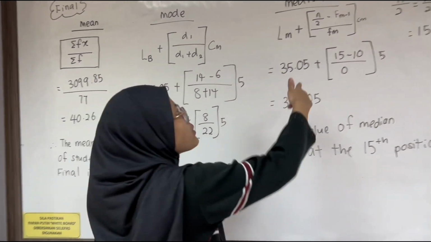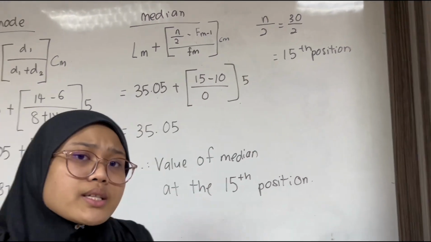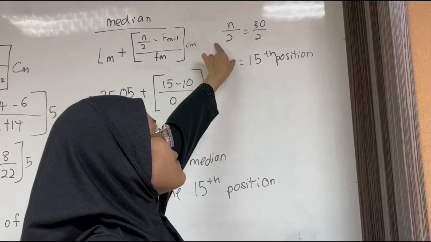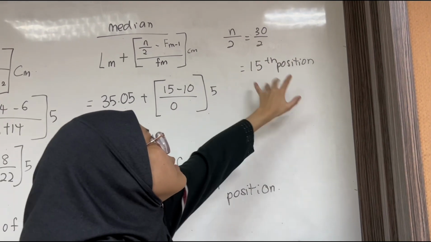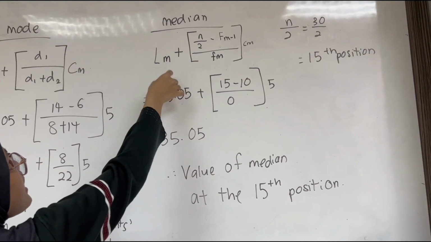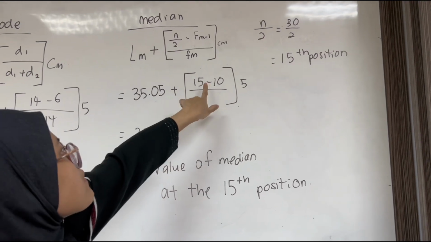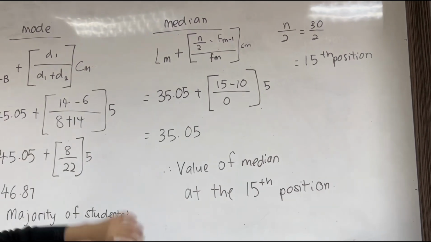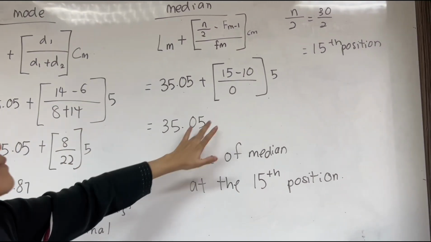Okay, so now look into median. So this is the formula. But first step is, okay, 30 students is selected. The formula is n divided by 2. So 30 divided by 2 and we will get the 50th position. So we'll look into the 50th position. So the lower boundary is 35.05, and we will plus 15, minus 10, and divide by 0, and times 5. So the answer is the value of median at the 50th position is 35.05.